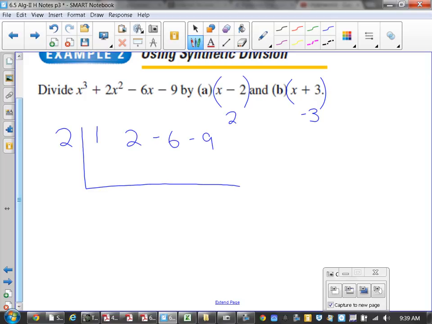What's my first step? You guys remember on this? Drop down the 1. Drop down the 1, then what? Multiply by 2. Then what? Add. 2, 4.